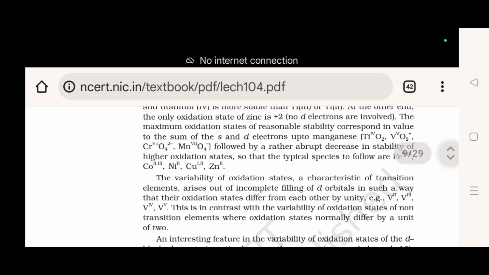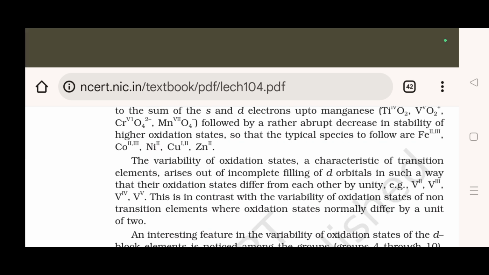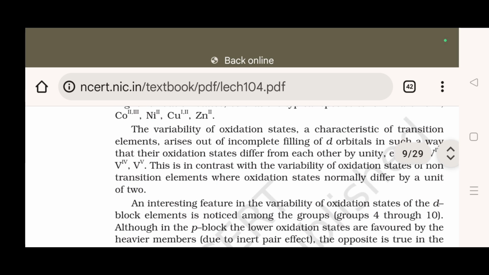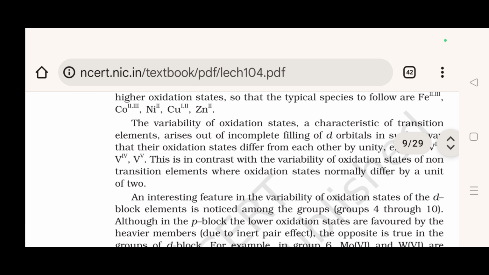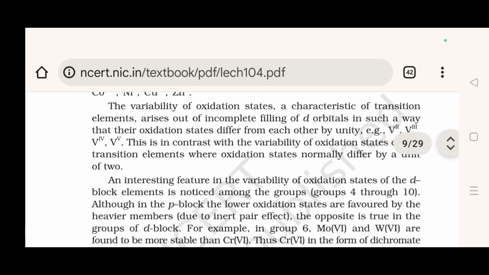This is followed by a rather abrupt decrease in stability of higher oxidation states, so that the typical species to follow are Fe2+ and Fe3+, Co2+ and Co3+, Ni2+, Cu+ and Cu2+, then Zn2+. The variability of oxidation states as a characteristic of transition elements arises out of incomplete filling of d orbitals in such a way that their oxidation states differ from each other by unity.